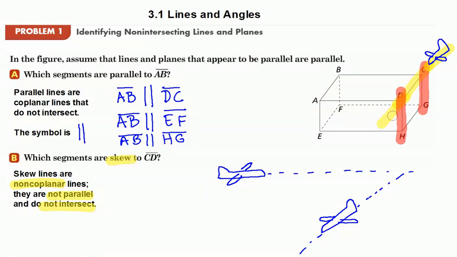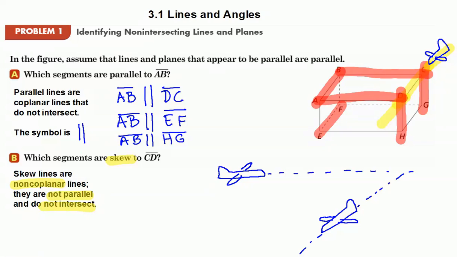DH cannot. It will intersect that line. Now I can also not use BC or AD. Those lines can touch the one in yellow, so those don't work. Now remember, the definition says they're also not parallel. Well, the lines that are parallel are AB and EF. Like I showed you before, if you cut it diagonally, this is a plane. So those lines don't work.